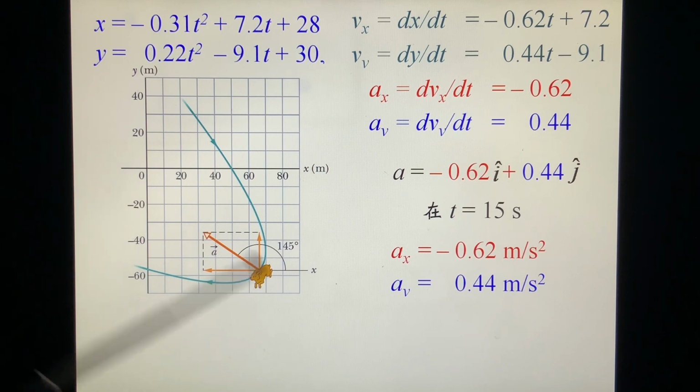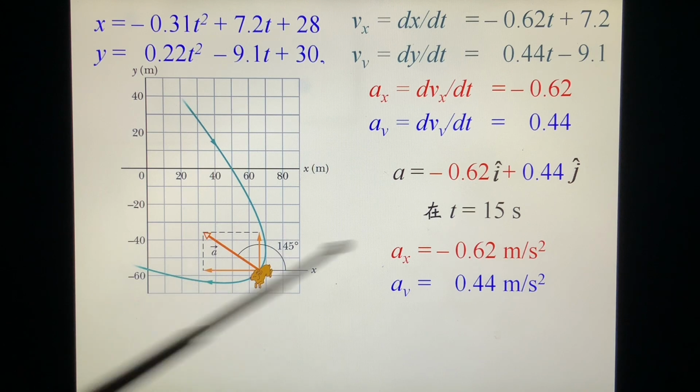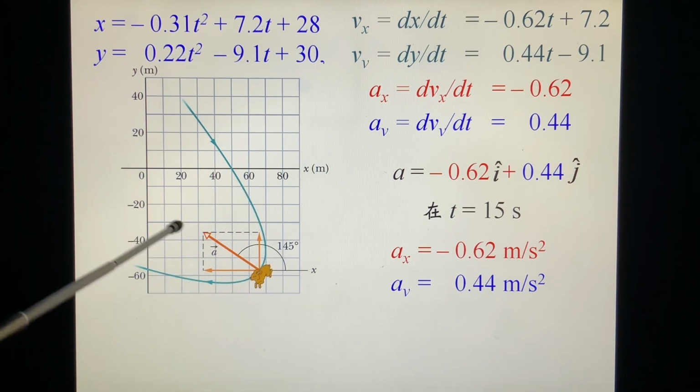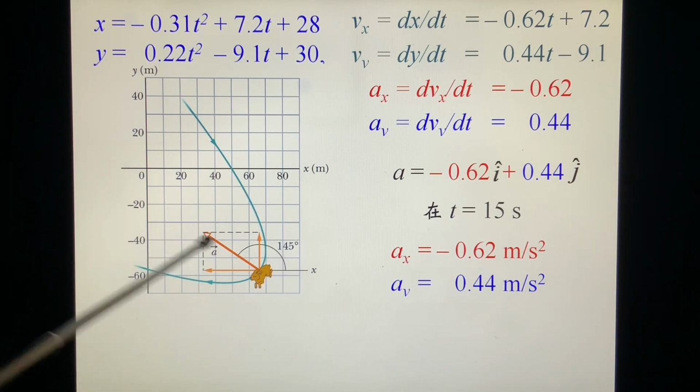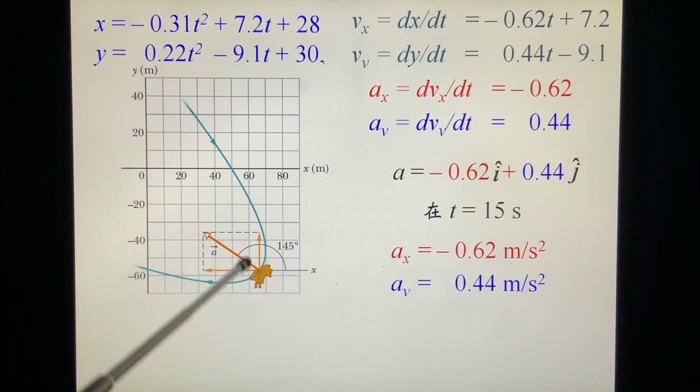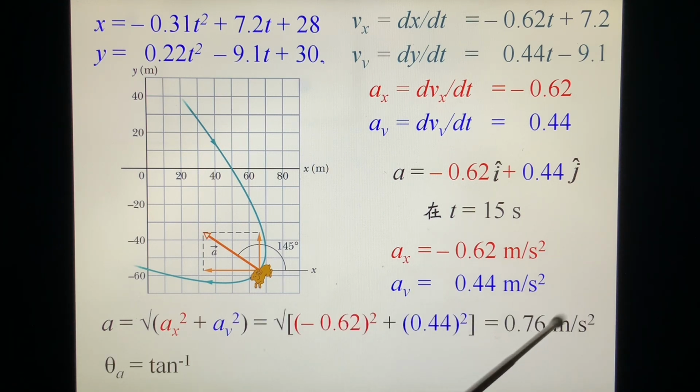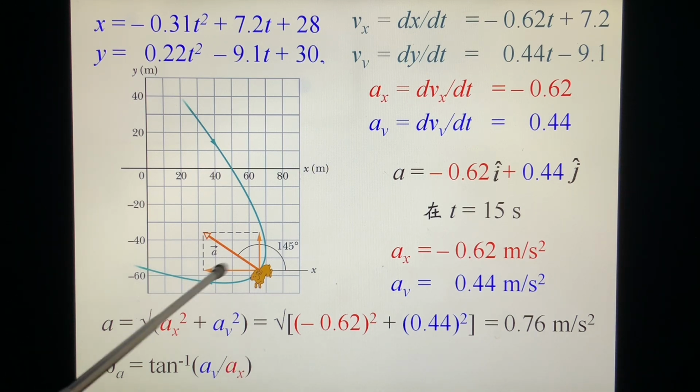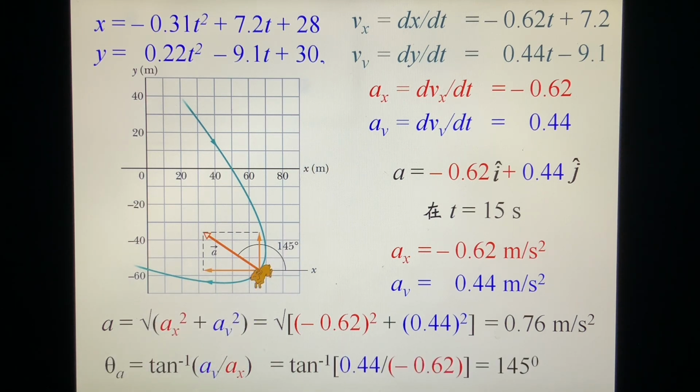Now we look at this one. ax is negative and ay is positive, so this is the direction of a. The magnitude is the square root of ax squared plus ay squared, 0.76 meters per second squared. And theta is always y over x. You have two choices. Based on this situation, it is 145.